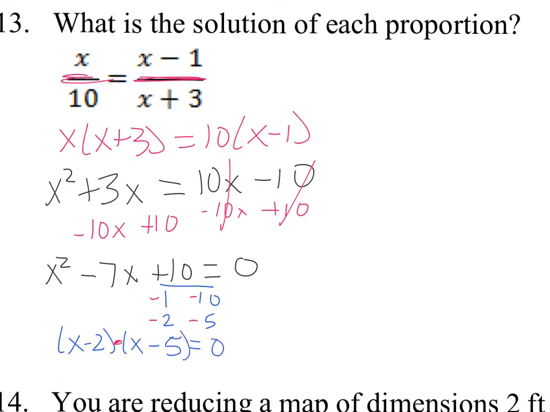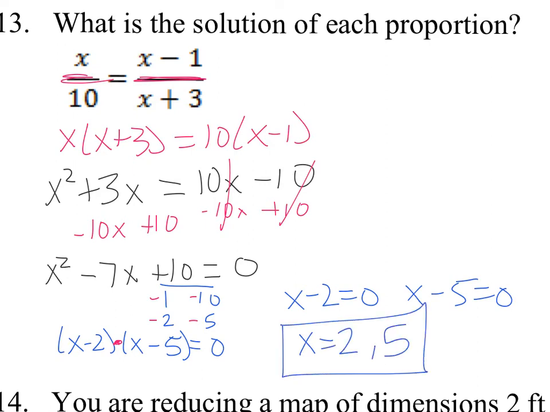Now I have this multiplication right here. I can solve for x. I'm trying to figure out what values of x would make this whole equation 0. So now I have this multiplying. I can set both of them equal to 0. And I have x minus 2 equals 0. X minus 5 equals 0. So I add the 2 over, I get x equals 2. I add the 5 over, I get x equals 5. Not as hard as you thought, huh?